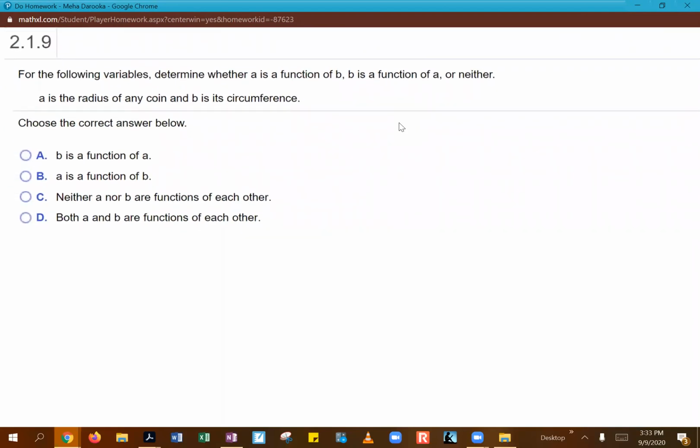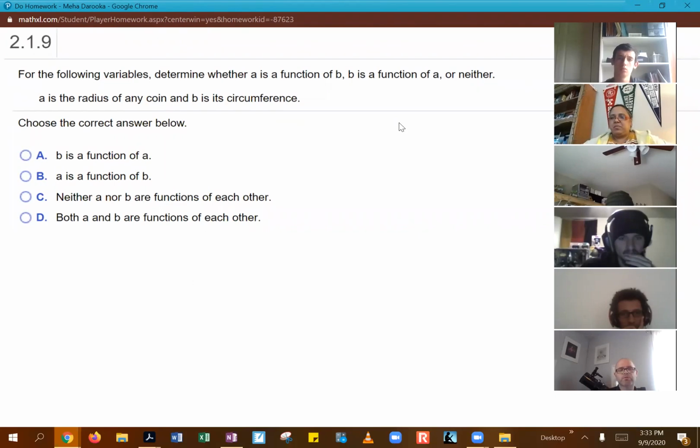So they're basically asking us to decide what relationship will be between our A and B variables. Can A be calculated if we know the value of B? That's A is a function of B. Can B be a function of A, which means if you know the value of A, can you calculate B? Does it work in both directions or neither? They're defining A as the radius of any coin and B as its circumference. So if you know the circumference, can you calculate the radius? If you know the radius, can you calculate the circumference for the coin?